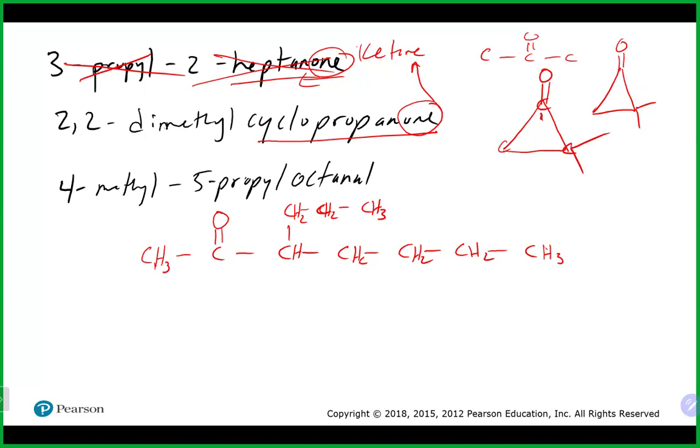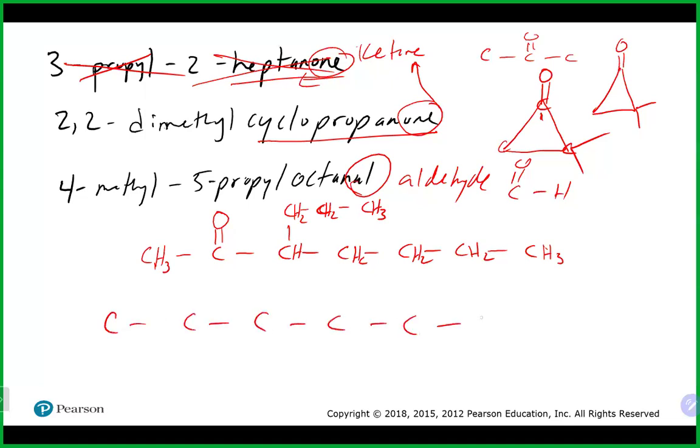Lastly, that is octanal. "Al" tells us it's an aldehyde, which has a carbon oxygen H. So in this case, I need 8. 1, 2, 3, 4, 5, 6, 7, 8. Did I fit it there? We know we should have that group at the end. And again, you're drawing it so you can put it on the left end, you can put it on the right end, just to mix it up. I'm going to go on the right end here and put it.